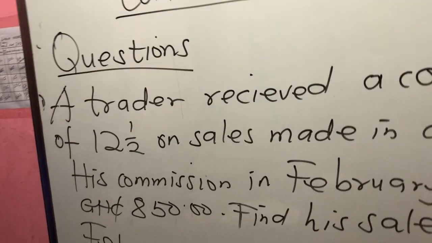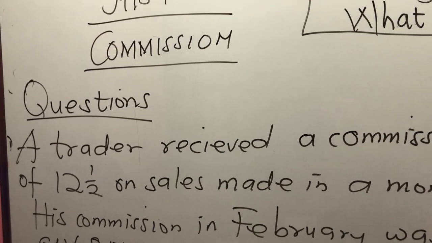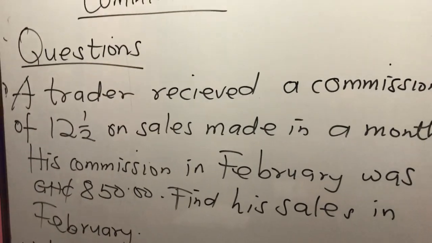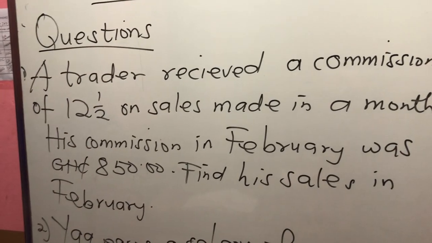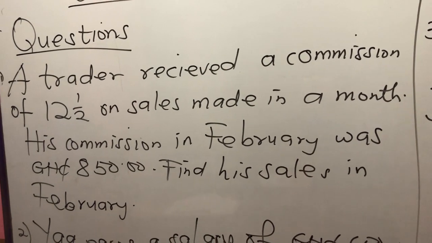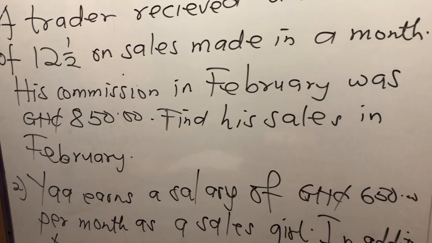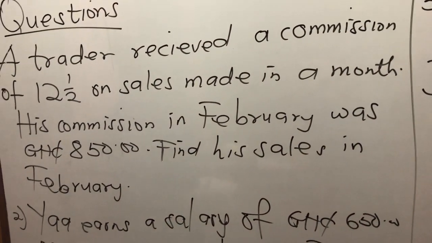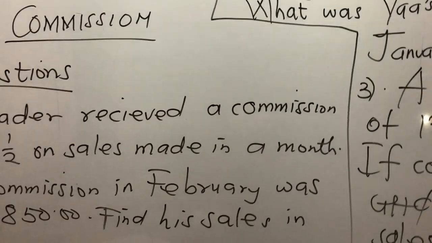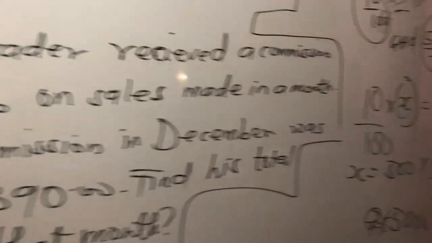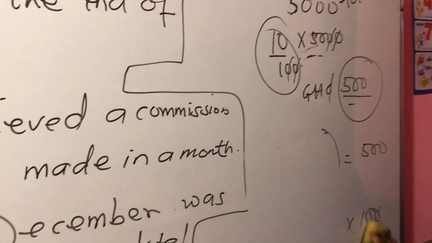A trader received a commission of 12.5% on sales made in a month. His commission in February was 850 Ghana cedis. Find his sales. All right. So it is similar to the question I solved, right? So now let's pick it this way.